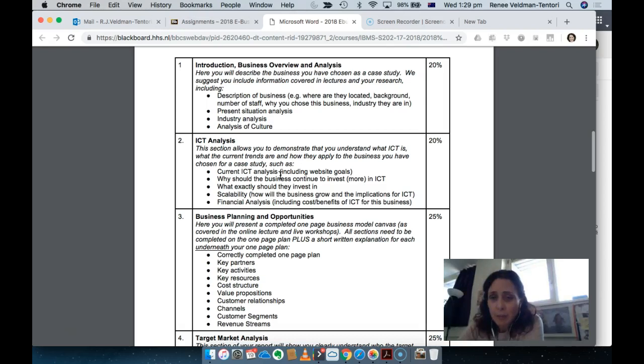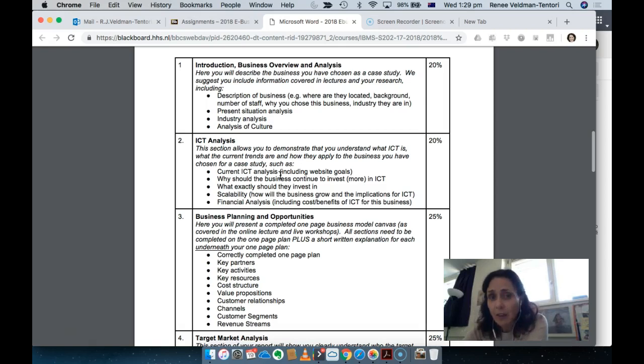Then you will dive into more depth for the ICT analysis. Tell us what you believe ICT is, backed up with some form of referencing and current trends. Miss Moore gave a lecture on this last week. There is an online lecture, and some of this will be covered in the Google online workshops. But what is ICT and why is it important to a business? And then you look at applying that to your chosen business.